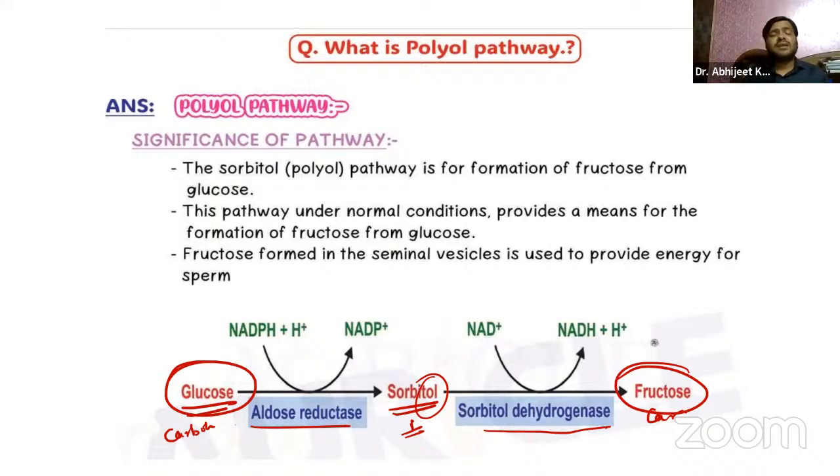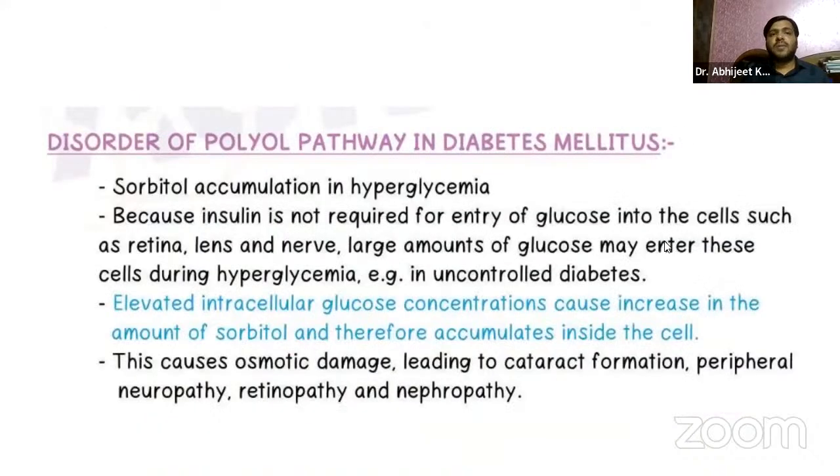This pathway is basically under normal conditions, right? Now, you already know fructose. Fructose is basically formed in the seminal vesicles, right? नीचे जो है seminal vesicles में form होता है. It is basically providing energy to the sperm, right? To the sperm.